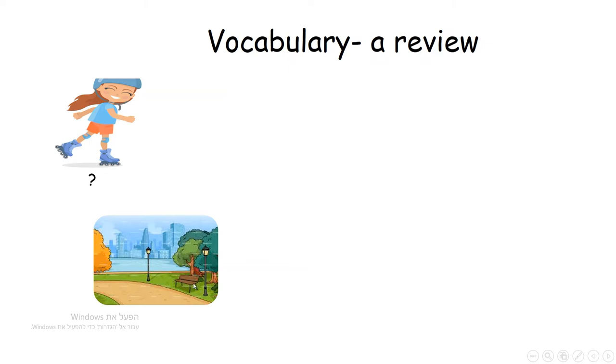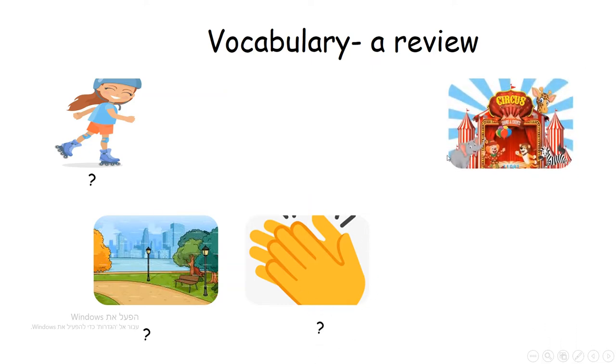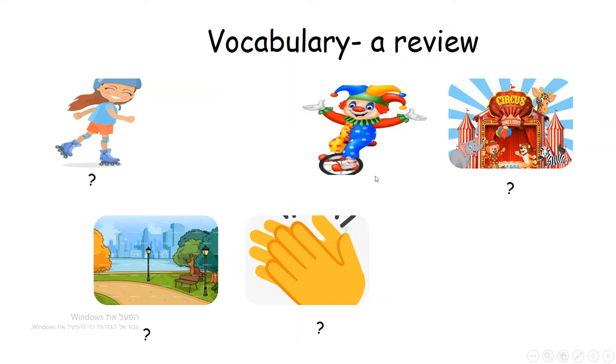And this word is, this is a park. Yes, it's a park. And clapping hands. Well done. Say this word. What's that? It's a circus. It's a circus. Well done. And in the circus, we can find, remember this word? Try to remember. Yes, it's a clown. Great, it's a clown.